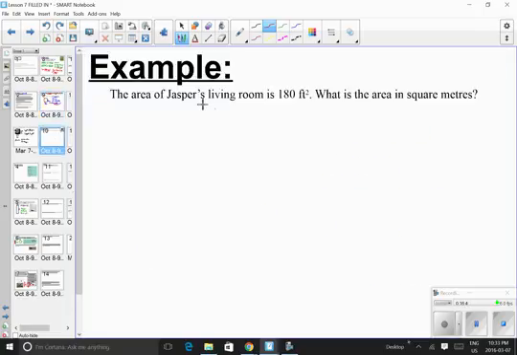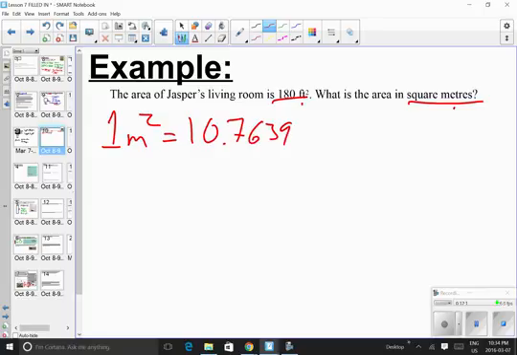The area of Jasper's living room is 180 feet squared, and I want to change that into square meters. Now for this one, luckily we do have a nice formula on our formula sheet. So this is just a straight up skeleton equation. So if you look on your formula sheet, you're looking for something that uses feet squared and square meters. If I look on there, I'll find that 1 meter squared is equal to 10.7639 feet squared, that is. Feet squared, or square feet. Same thing. All right, so now, knowing that, I can jump to my skeleton equation.